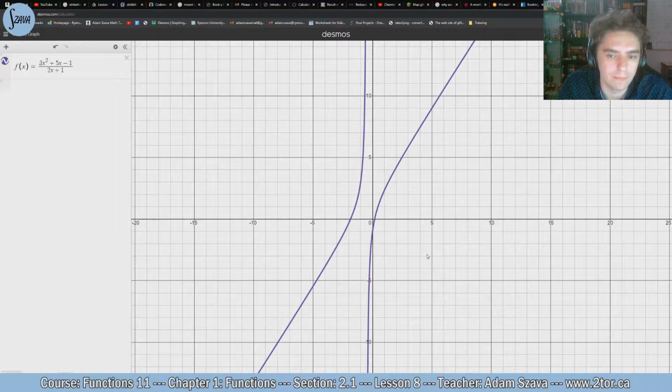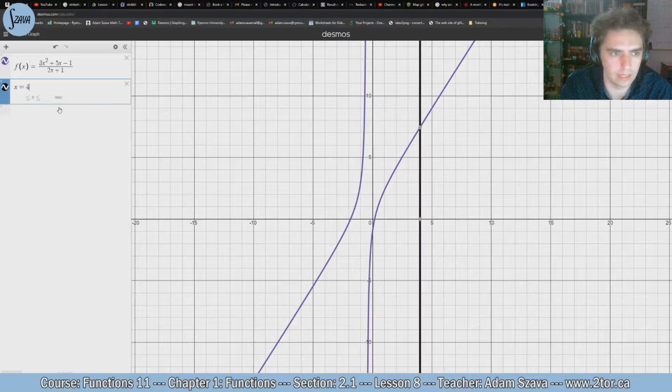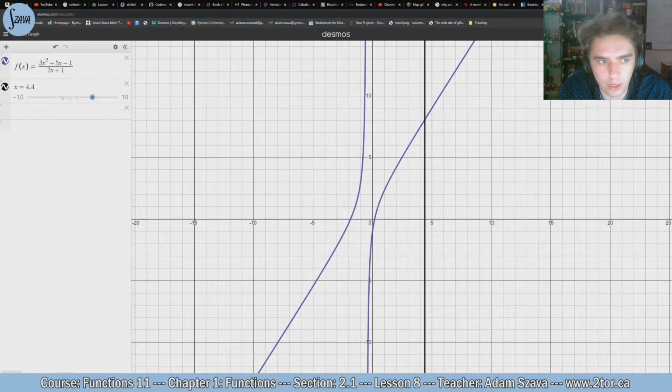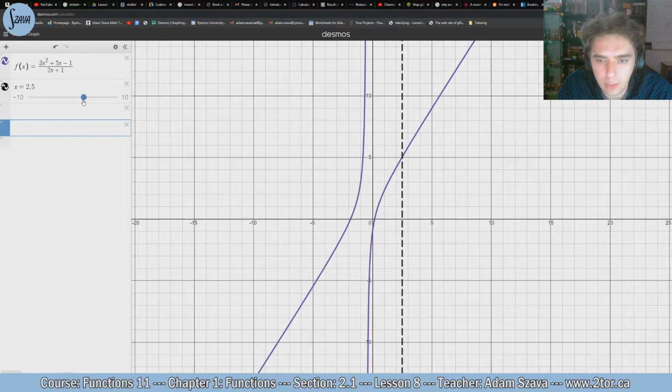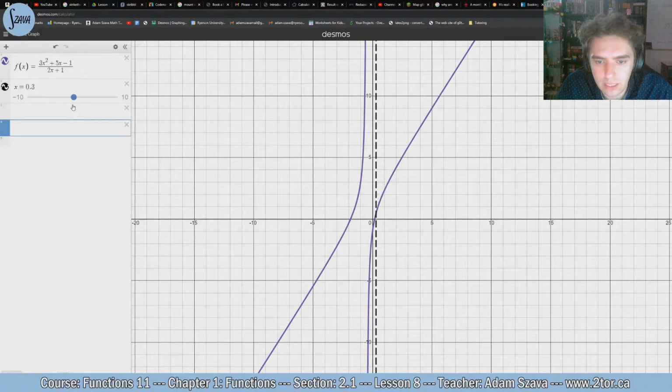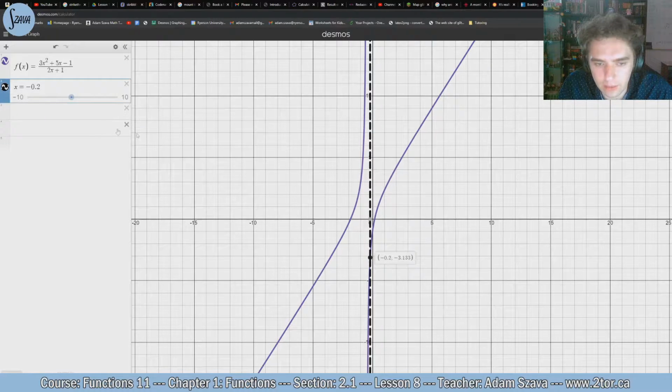It is a function because it passes the vertical line test. I can draw a vertical line anywhere, and it doesn't cross more than once. You may be wondering about this section here. If I vary this, there's our vertical line, and I'll make it a dotted line. Does it actually pass the vertical line test? It does, because it's passing once, passing once, passing once. Here it's still passing once, down here it's still passing once.